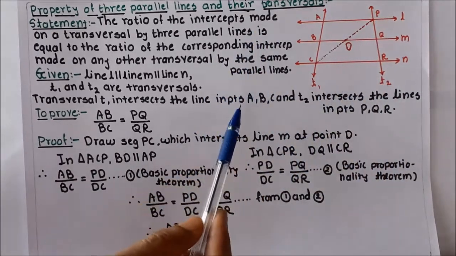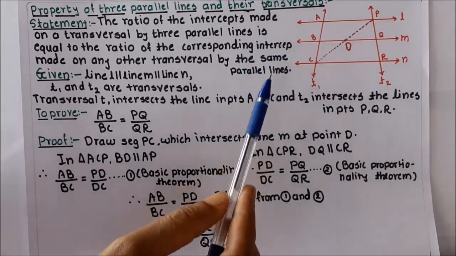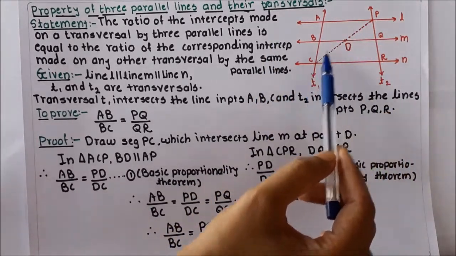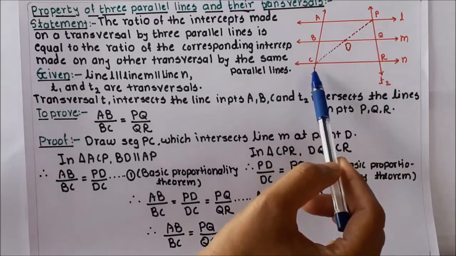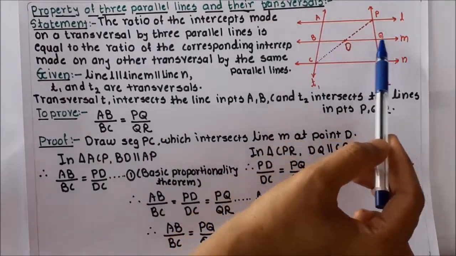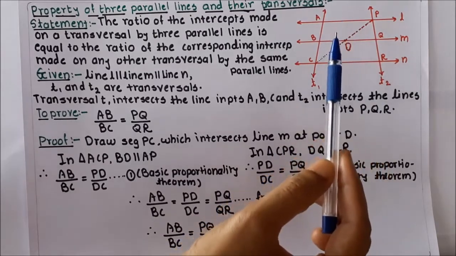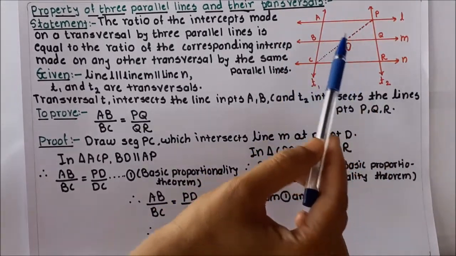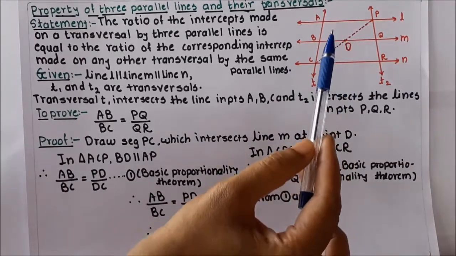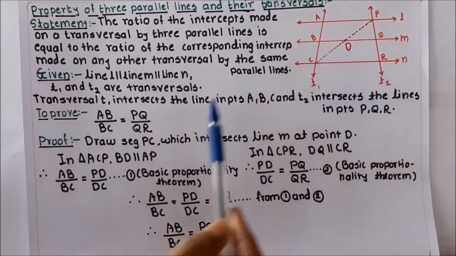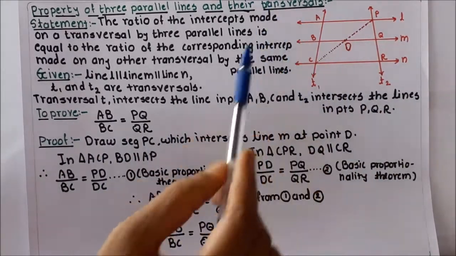Now for this proof, again we have to do one small construction, that is we have to join this point P and this C. This is the construction, joining P and C. And this PC intersects this line M at a point D. Now because of this construction, you can see in this diagram we got two triangles, that is CAP and PRC. So at first we will consider the first triangle.